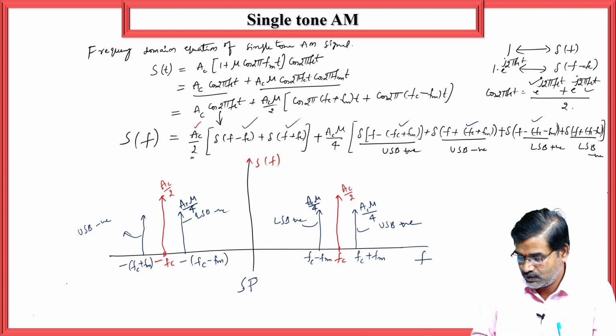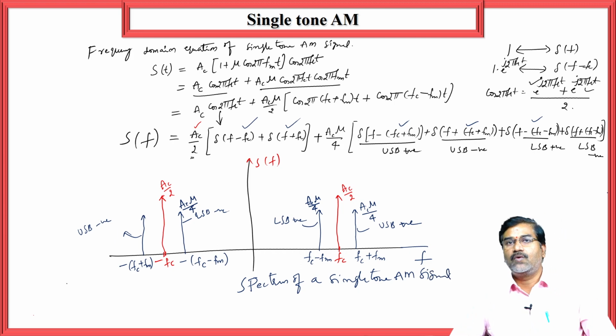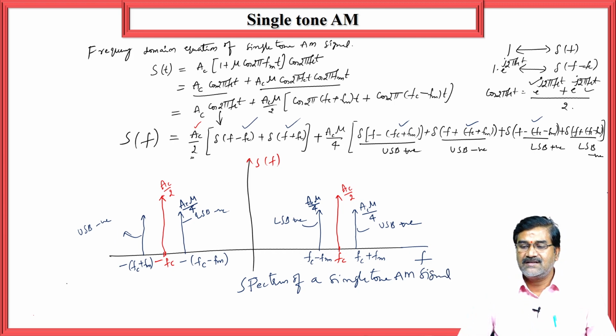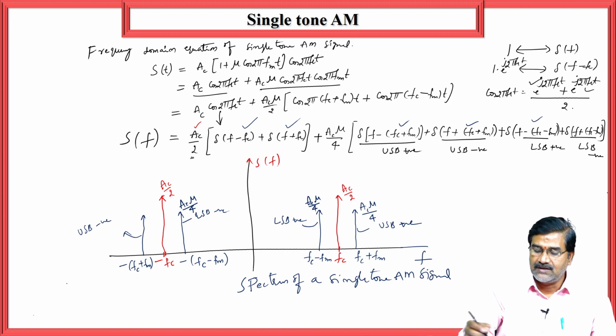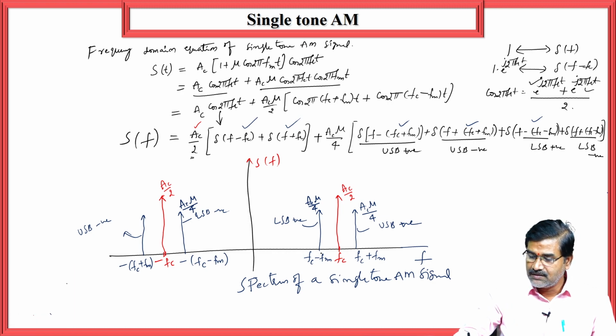Spectrum of a single tone AM signal, which is having only one frequency term, whereas in case of general thing where you will have a band of frequencies right from 0 to W, here only discrete frequency terms were there. Hence the bandwidth of the signal can be written as, so this is the bandwidth of the signal, this is the transmission bandwidth.